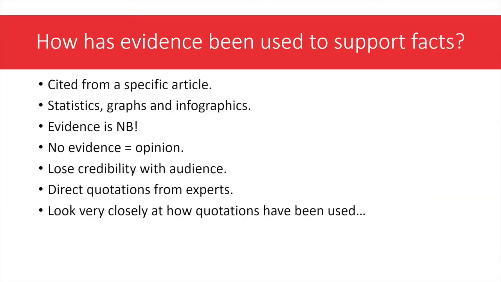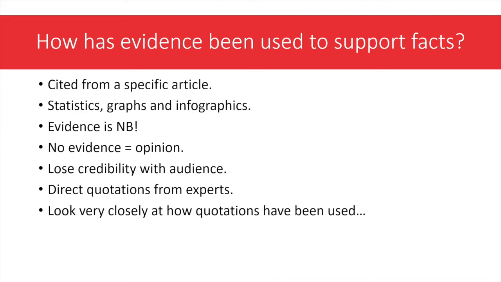How has evidence been used to support facts? This is a very important part of analyzing a text. Always look how the text has been cited. Look out for stats, graphs, and infographics that help readers understand the context of the text a lot better. Often this is an indication that research has actually been done. Remember, providing evidence for facts is incredibly important.